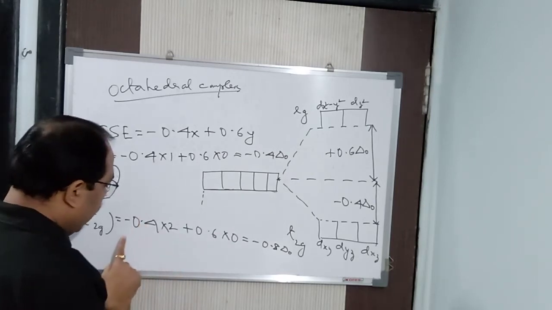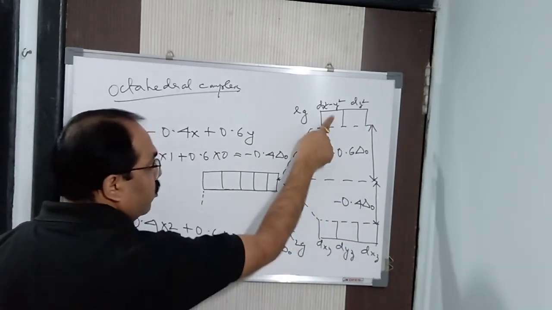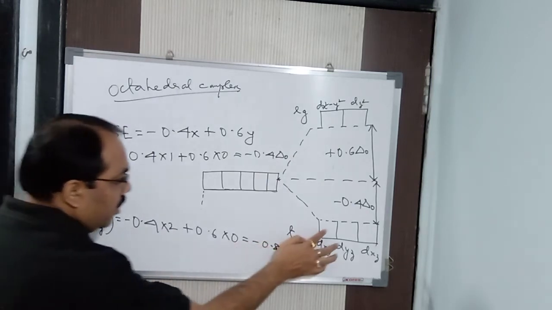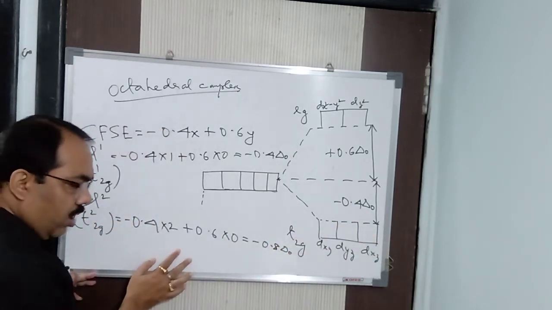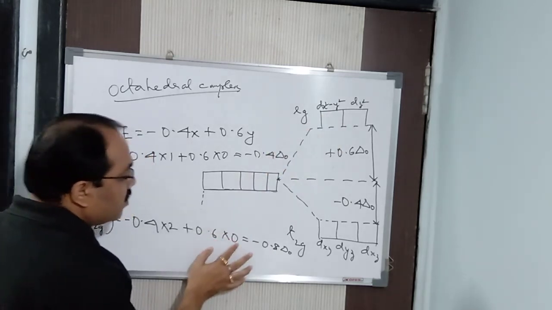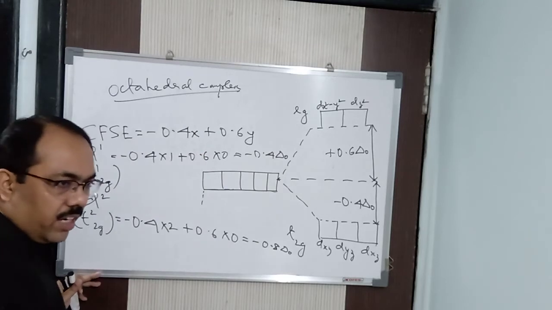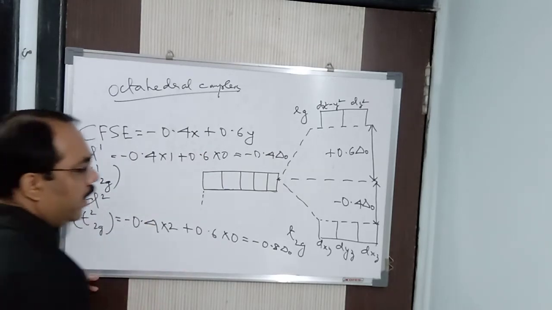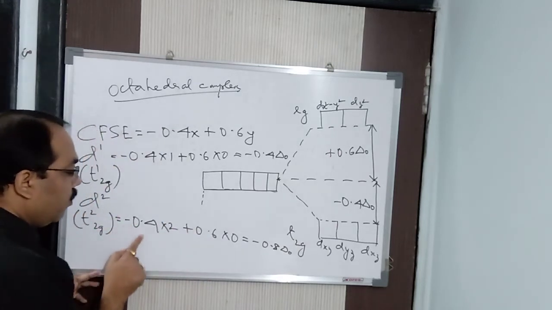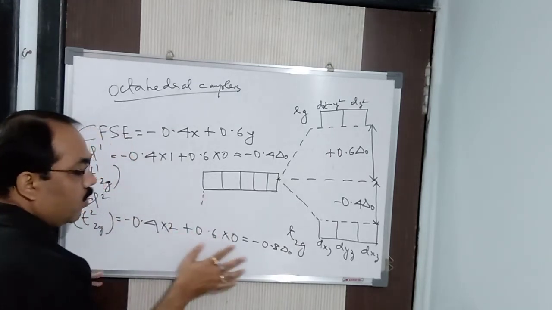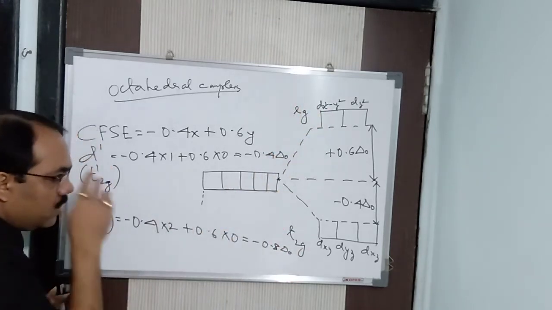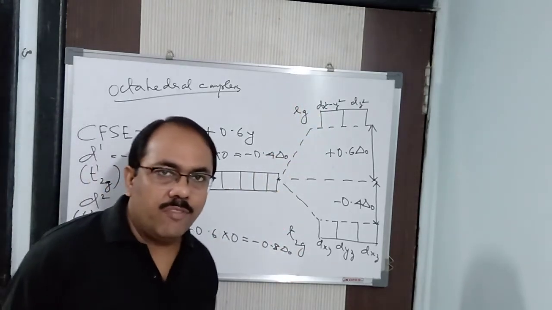Again I repeat. If 1, 2, 3 and the fourth goes here, listen carefully, then I will write minus 0.4 into 3, because here 3 electrons are there. And when the fourth one goes there, I will write plus 0.6 into 1. Or it can be that 1, 2, 3, 4, the fourth one is here, so what will I write? Minus 0.4 into 4 straight away, 0.6 into 0, because no electron goes here. Clear? So in this way the value of CFSE changes.